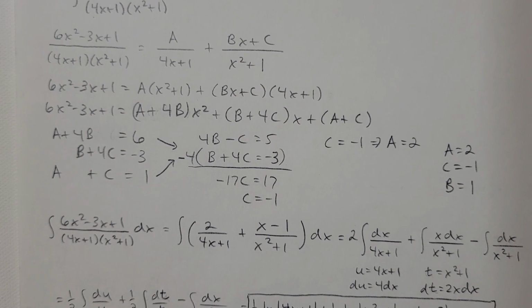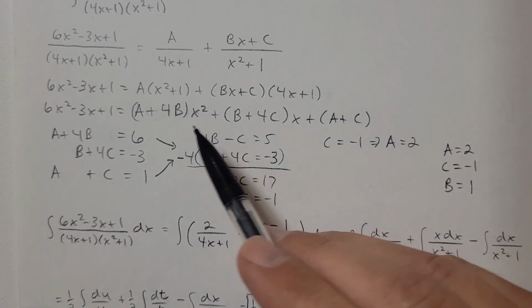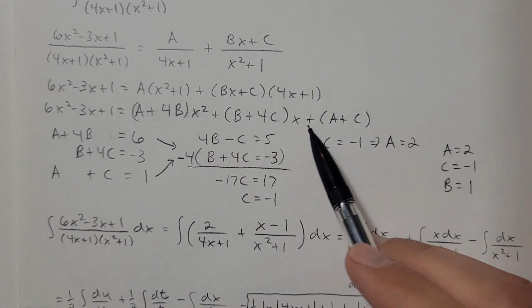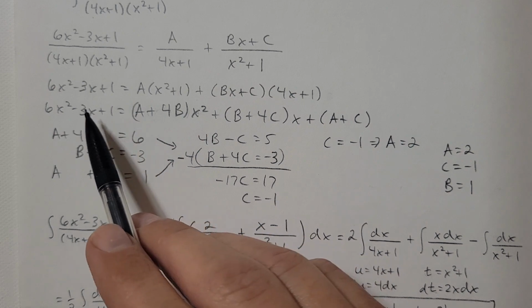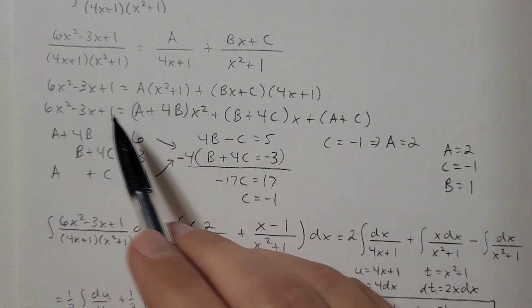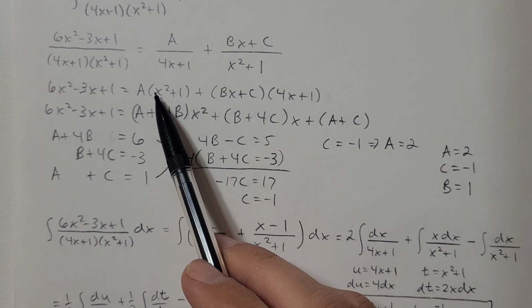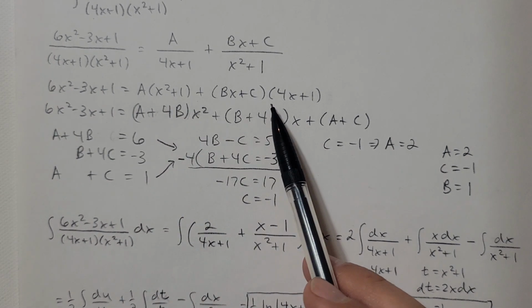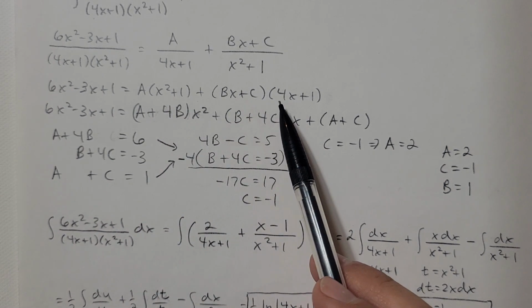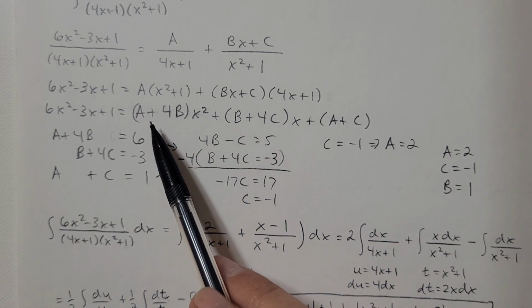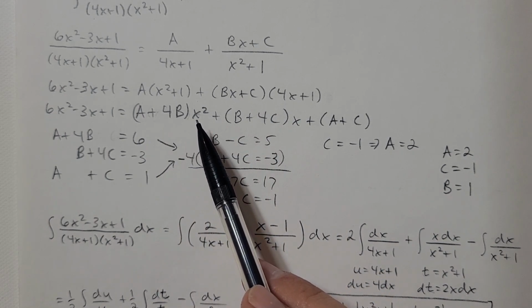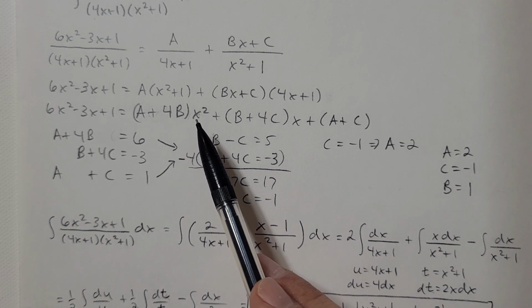Okay, so then the next thing is I'm going to group the x squared terms together, the x terms together, and the constants together, and then I'm going to match things on the left with things on the right. Okay, so I've got ax squared plus 4bx squared. If I factor out an x squared from those terms, that'd be a plus 4b times x squared.